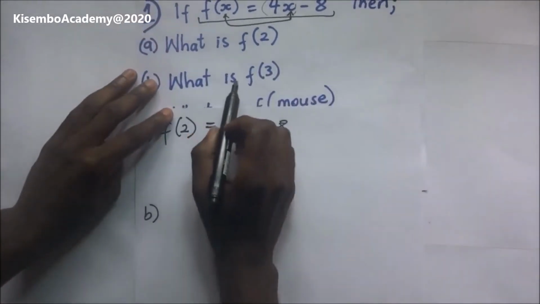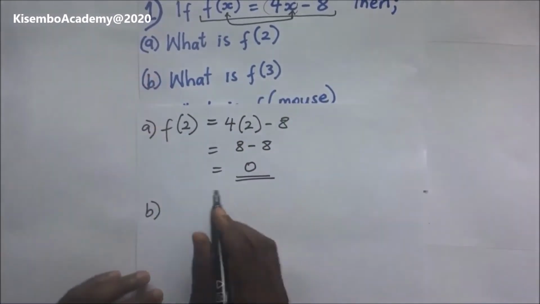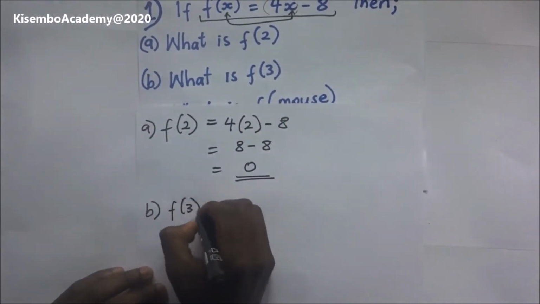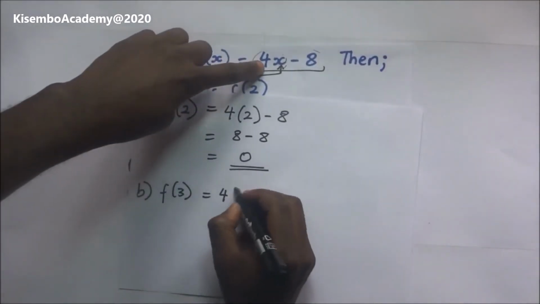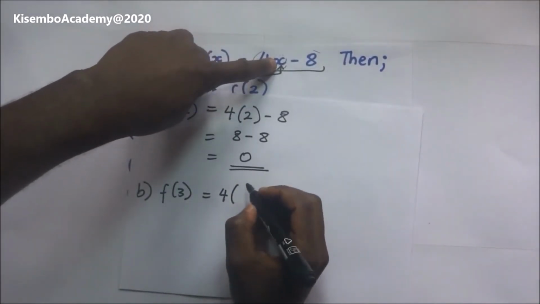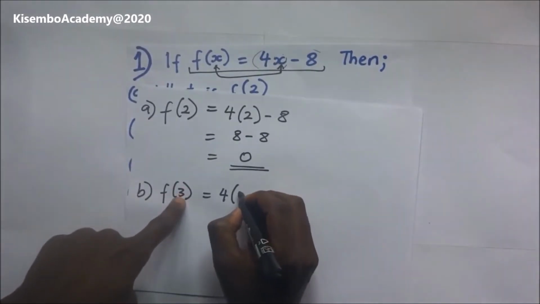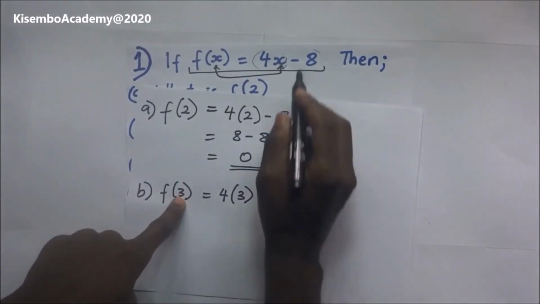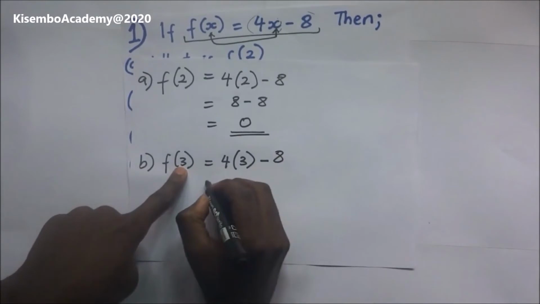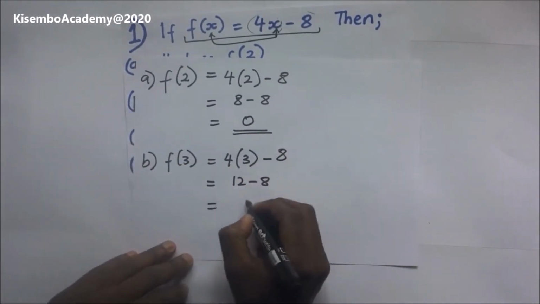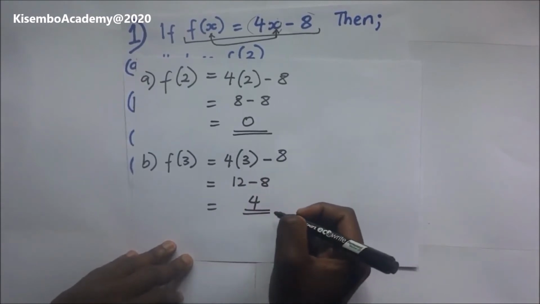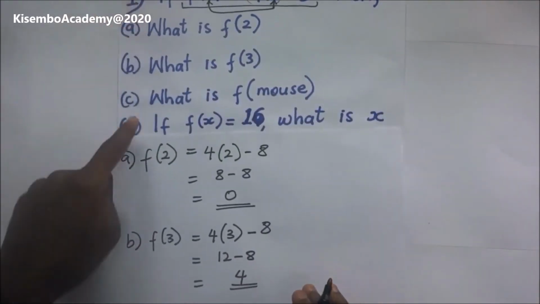Part B is what is f of 3. We are going to do it like before. F of 3 means that it's going to become our function, 4 times our value of x. In this case our value of x, there is 3 in the brackets, minus 8. And this is going to become 4 times 3 is 12 minus 8. And our answer right there is 4. Let's go to part C.